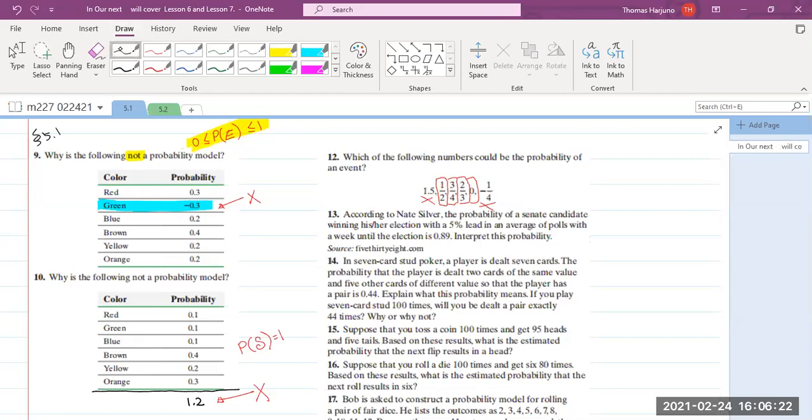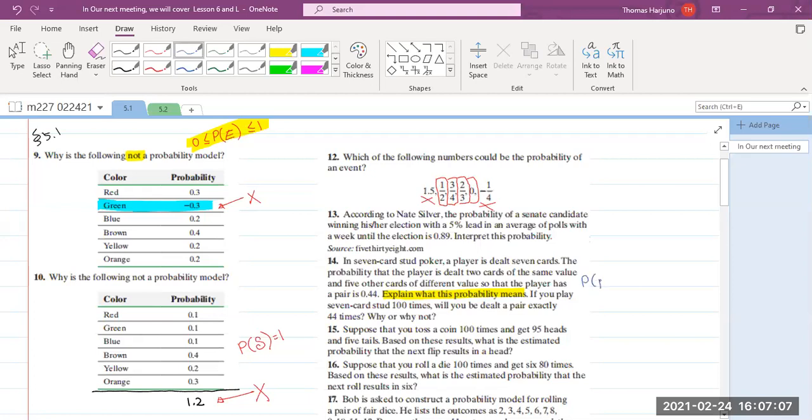Okay. Now, number 14. In 7-card stud poker, a player is dealt 7 cards. The probability that the player is dealt 2 cards of the same value and 5 other cards of different values, so that the player has a pair, is 0.44. Now, explain what this probability means. If you play 7-card stud 100 times, will you be dealt a pair exactly 44 times? Why not? So let's explain this one first. What does it mean?